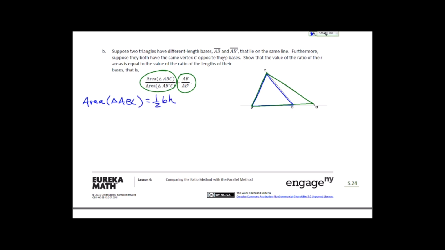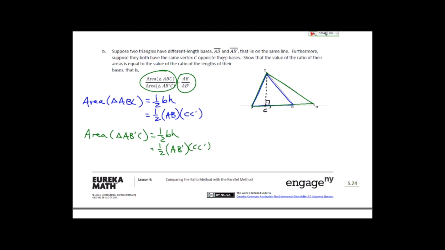The area of triangle ABC is 1/2 base times height. The base is still AB, and the height is right here. So I draw an altitude just like I did before, and I'll call this point C prime. And the height of triangle ABC is CC prime. Now I will pause right there, and I will go and find the area of AB prime C, which is drawn in green. It is also 1/2 base times height. The base is AB prime, and the height is also CC prime.